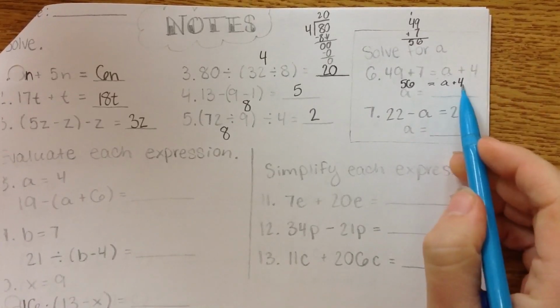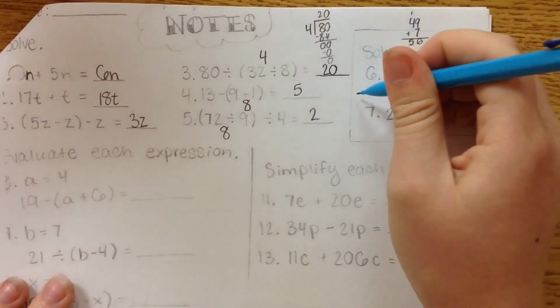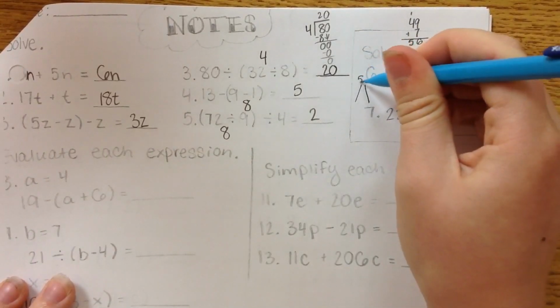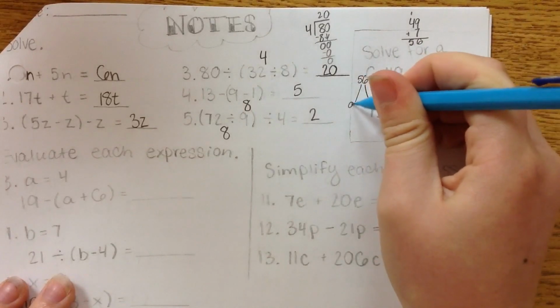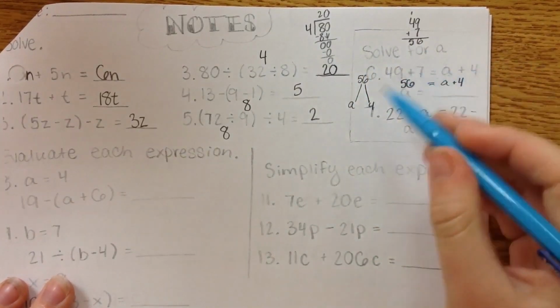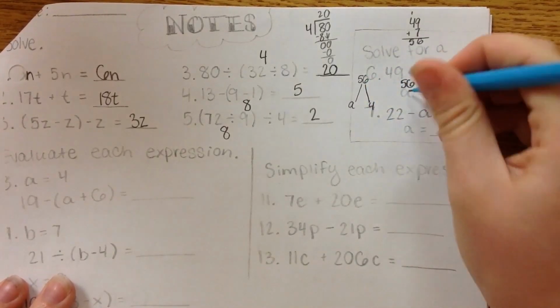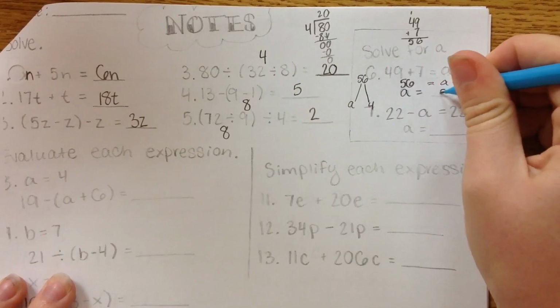So something plus 4 gives me 56. Now, I could draw out a break apart drawing 56, A, 4, but that would tell me right away that I just have to do 56 minus 4 to give me A. So my answer is A equals 52.